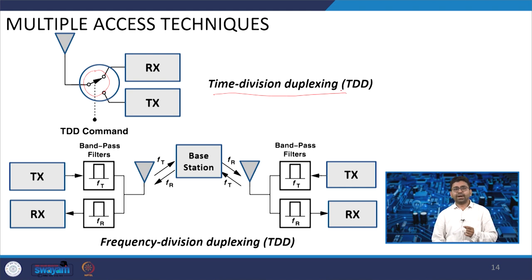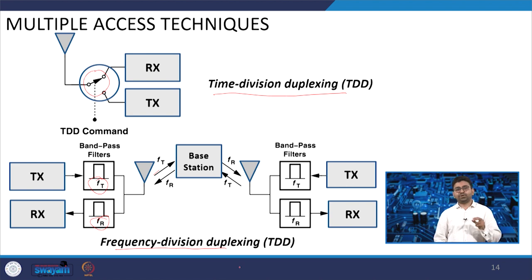Now, another kind of duplexing is frequency division duplexing, where you assign a separate frequency. Let us say for transmission there is FT, meaning a certain band of the channel is given to transmission, and a certain band of the channel is given to reception. Because we are dividing the frequency to do transmission and reception, it is called frequency division duplexing. There is FT, the transmitter frequency, and FR. Even the base station has these two frequencies. This technique requires a dedicated frequency band for each of transmission and reception.